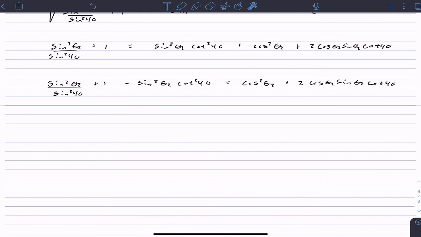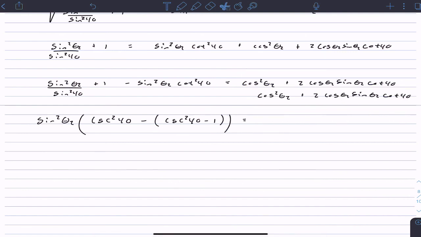Why do I say that? Because this looks like we're stuck, right? But cotangent squared is actually going to be equal to an identity involving cosecant squared. And here we have 1 over sine squared. That's a cosecant squared. So now we have sine squared theta 2 times cosecant squared 40, right? And then this is going to be minus cosecant squared 40. Okay, that's going to be minus 1. And this equals all this stuff here. I'm not going to rewrite it. I'll just duplicate it. Easy enough.